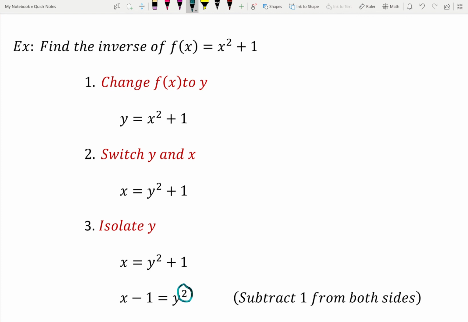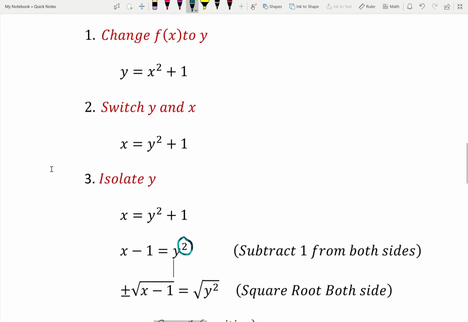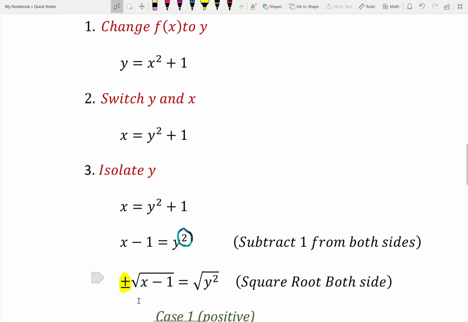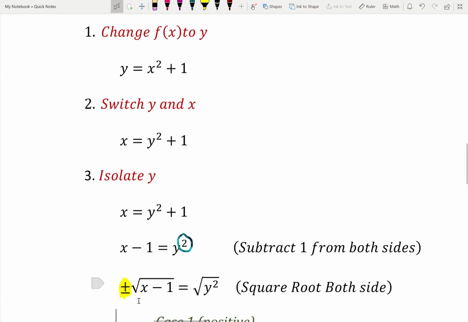Now always be careful when you take the square root of a square. Whenever you take the square root of a square, this plus or minus always pops up on the other side. Anytime you take the square root of a square, this plus or minus pops up on the other side. So what does that plus or minus really mean? Well, it means that y is split up into two cases.